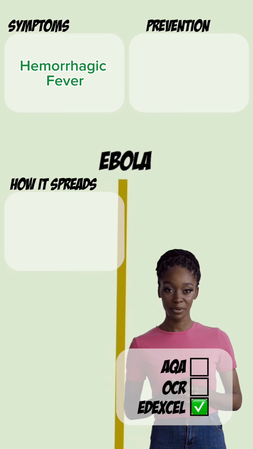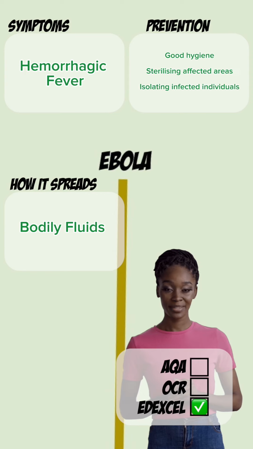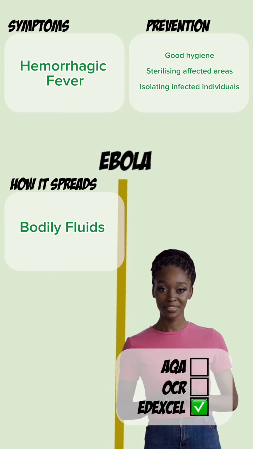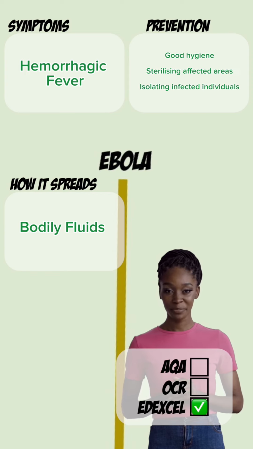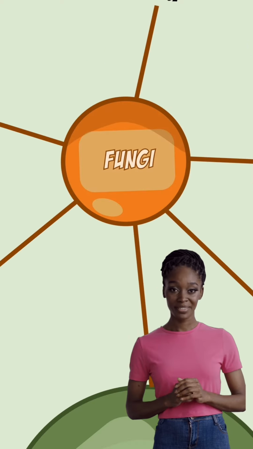It's transmitted through contact with infected body fluids and can be prevented by practicing good hygiene, sterilizing areas where the virus may be present, and isolating infected individuals or animals. Now, let's move on to fungal diseases.